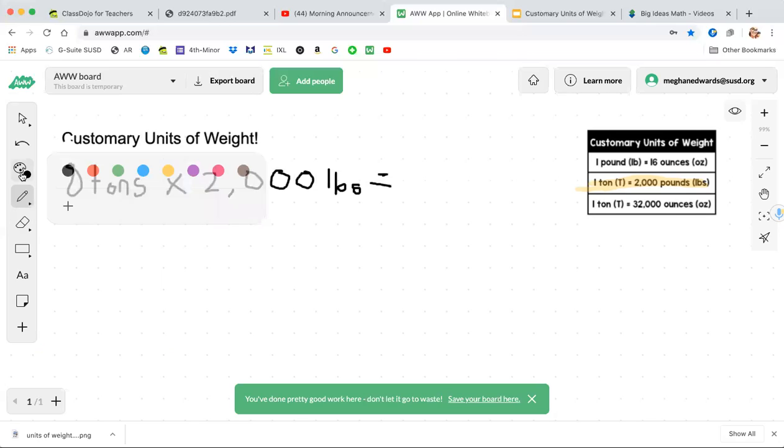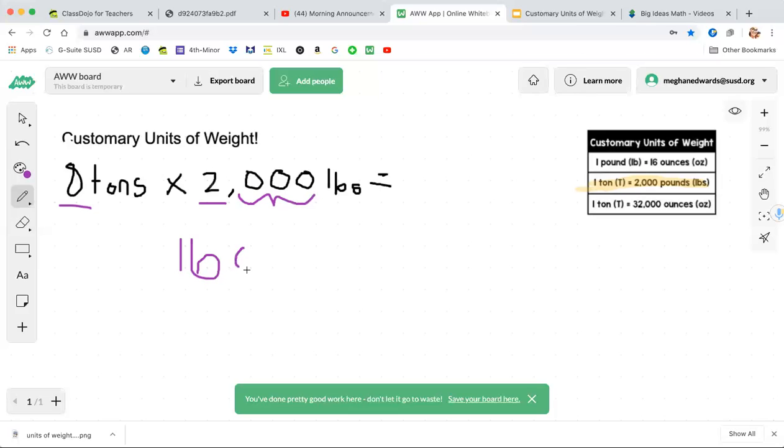Now remember, we have a trick. We can put down our zeros later. We're going to do 8 multiplied by 2, which is 16. And then we're going to add in all those zeros that we see here. So now we're going to add in 3 more zeros and add in our comma, 1, 2, 3, comma. And we have our final answer. There are 16,000 pounds in 8 tons.